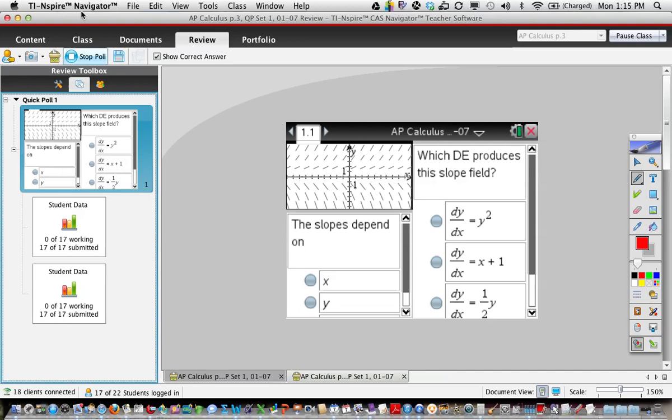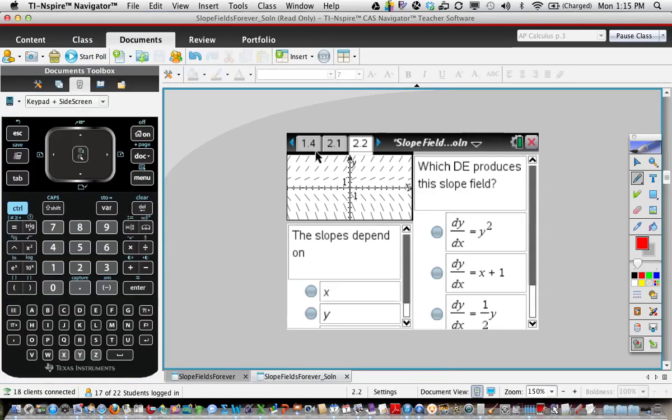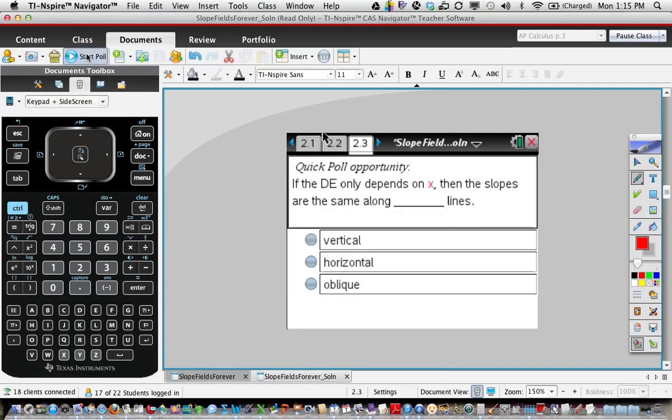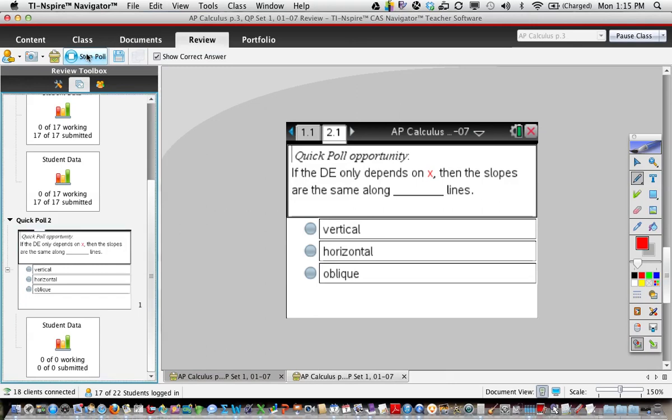Okay, I'm going to send you another one here and see if we're getting the hang of this at all. Answer this one. Oblique means diagonal: vertical, horizontal, and then oblique means diagonal.